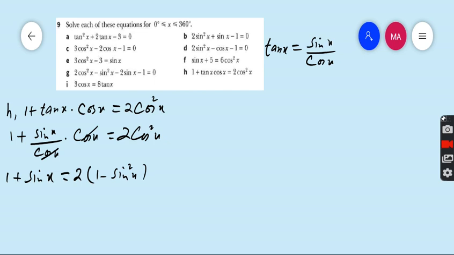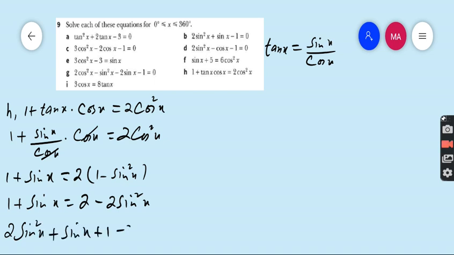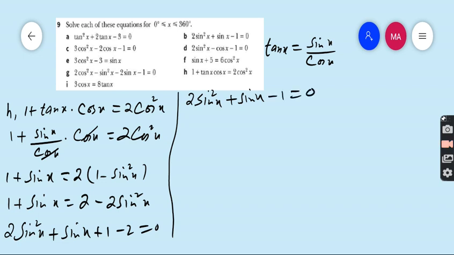1 plus sin x, 2 ones are 2, 2 into sin square x minus 2 sin square x. Shift these two terms to the left hand side, it will be 2 sin square x plus sin x plus 1 minus 2 is equal to 0. Finally, 2 sin square x plus sin x, 1 minus 2 is minus 1, is equal to 0.